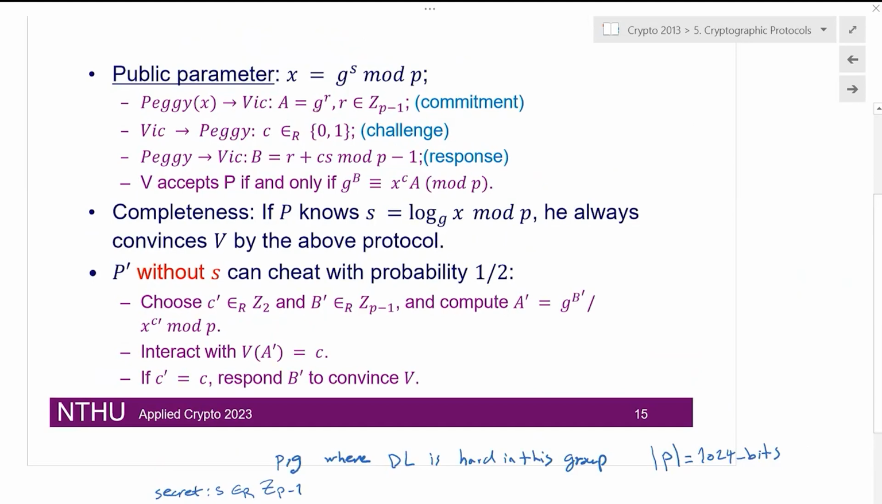So let's go back to the top. Now we've discussed this protocol and we know how it works. The completeness is that P knows S, which is the discrete logarithm of X on base G. As long as the prover knows this S, then he can always convince the verifier in the above protocol, and this protocol would work.